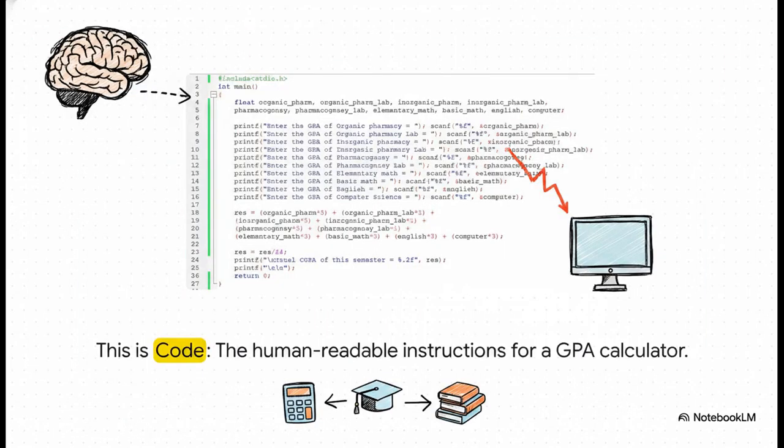Let's look at a real example. This right here, this is code. It's written in the C programming language. A human programmer can read this and understand, okay, this is for calculating a GPA. But your computer can't run this text file directly. It's just a set of instructions.